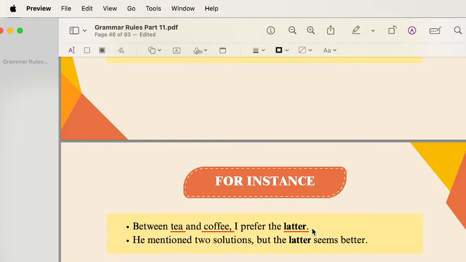He mentioned two solutions, but the latter seems better. The second one seems better. This is what you're trying to say. Latter means the second of the two choices available. Alright, is it clear?